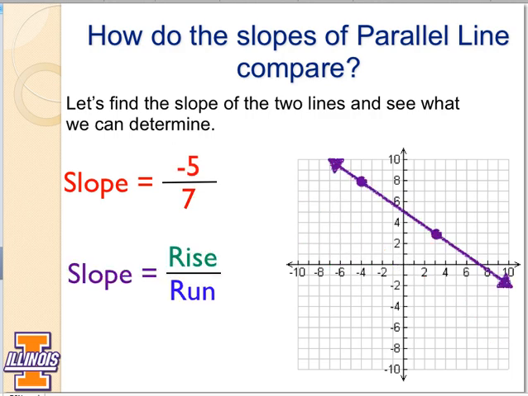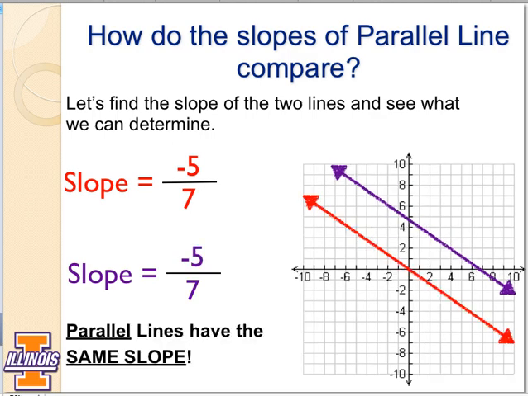My slope is -5/7. Now I go ahead and I find the slope of the purple line. Between my 2 points I have a rise of -5 and a run of +7. So the slope of my purple line is also -5/7. This is going to be true of all parallel lines, that the slopes will always be the same if two lines are parallel.